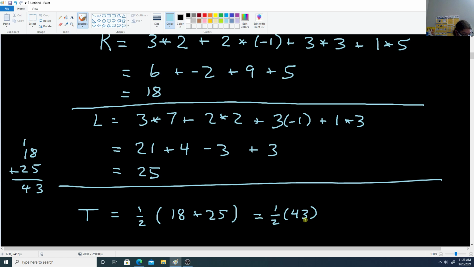43. And if we cut 43 in half, let's see, 42 cut in half is 21, so this would be 21.5. And that would be our trapezoidal approximation. So that is what we do for example 1.